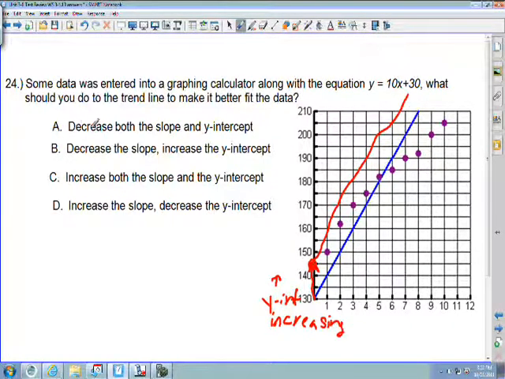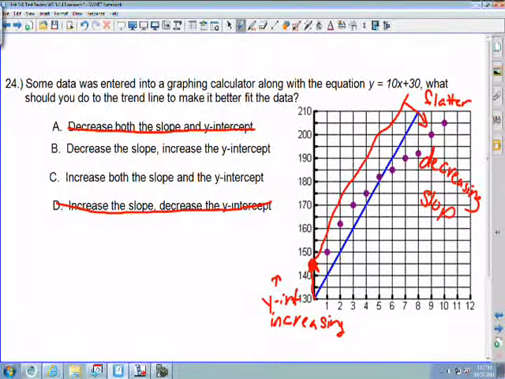So let's look at that. Decrease the y-intercept? Nope. Increase the y-intercept? Yes. Now, this doesn't work. If I was able to, I've got to move this line and bring it down, I've got to make it flatter. And by making it flatter, I'm moving it closer to 0. So I'm actually decreasing the slope. So my answer would be B.